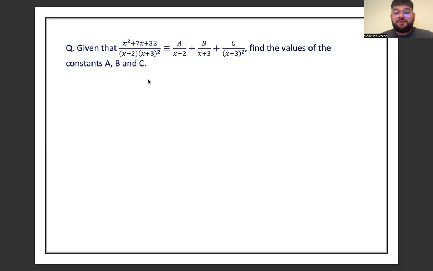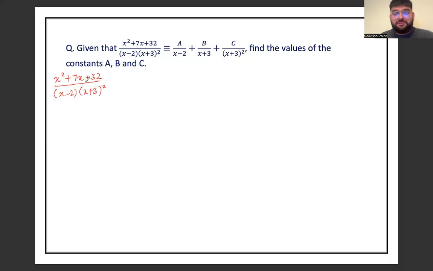Students get confused when partial fractions include repeated factors. So let's break it down with the help of this example in this video. We have (x squared plus 7x plus 32) over (x minus 2) times (x plus 3) whole squared.